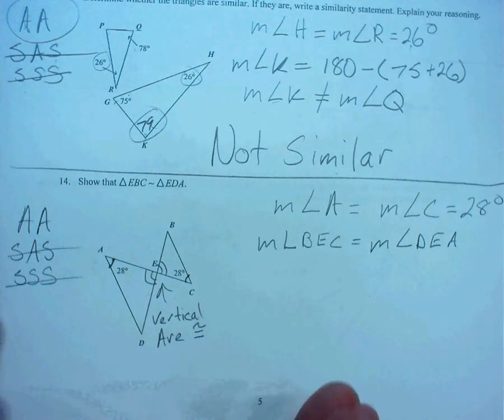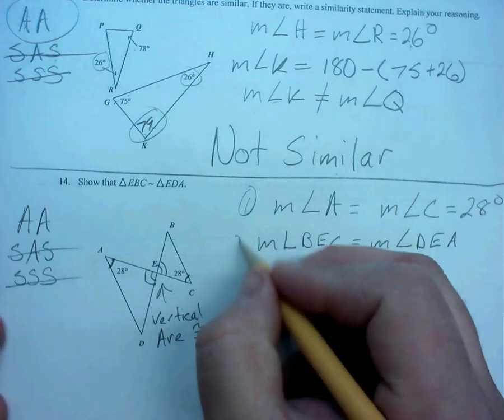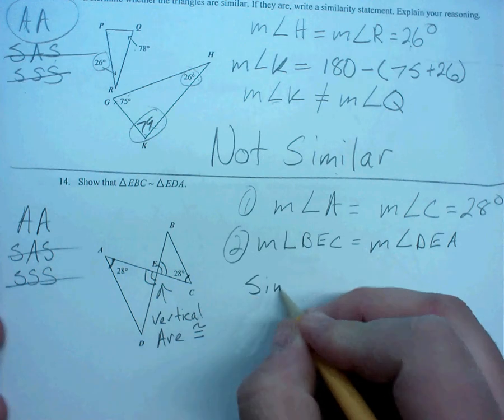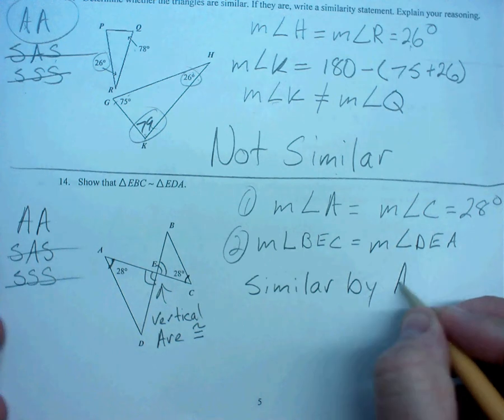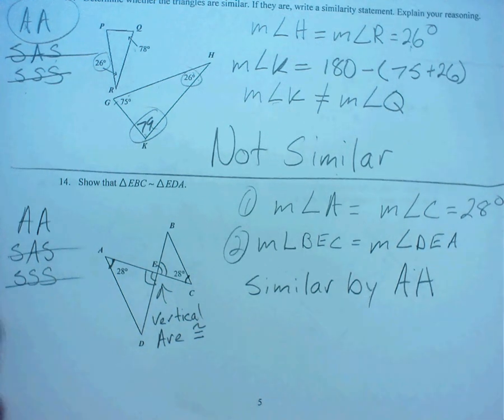I don't need to know what it is, but I got one angle here, I've got a second angle here, similar by what theorem? By angle-angle theorem or angle-angle postulate of similarity.